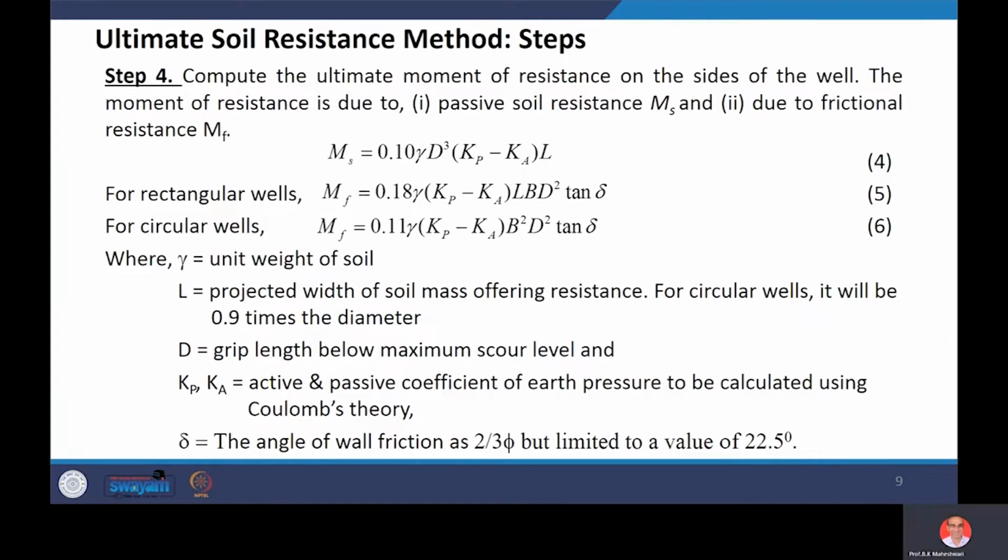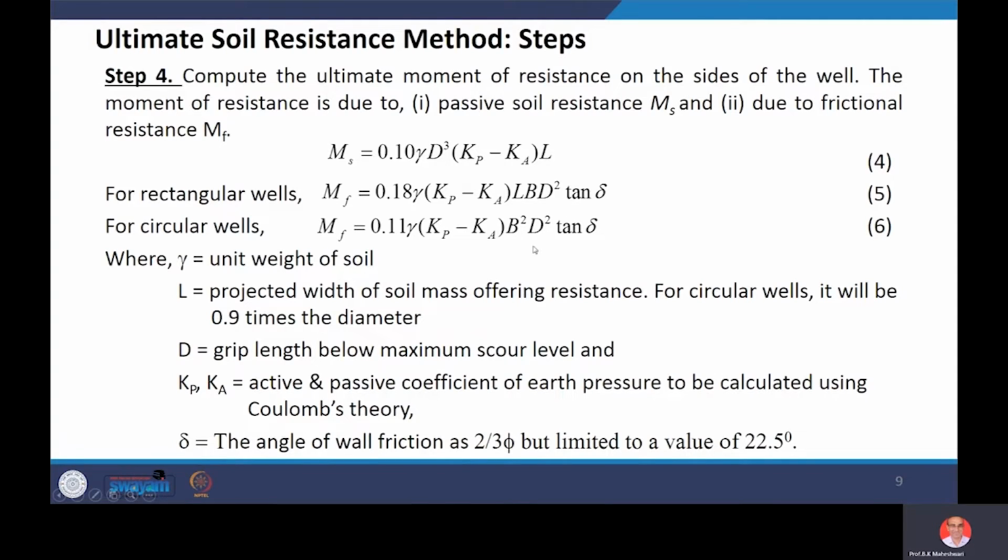Now, what is Kp and Ka? They are the active and passive coefficients of earth pressure to be calculated using Coulomb's theory. So Ka is the active and Kp is the passive earth pressure coefficient. Delta is the angle of wall friction, which is taken as 2/3 of phi, where phi is the angle of internal friction, but the maximum value of delta should be taken as 22.5 degrees. For example, if you have phi equal to 30 degrees, then 2/3 of phi will be 20, then it's fine. But if you have phi equal to, let's say, 36 degrees, then 2/3 will be 24 degrees, but we need to take the maximum value, the upper limit is 22.5 degrees.